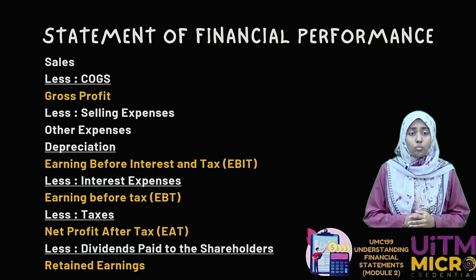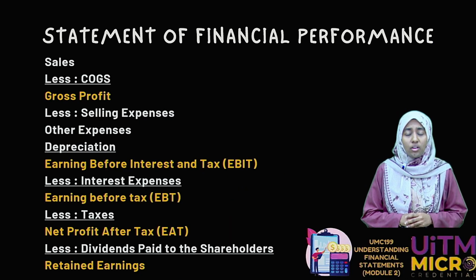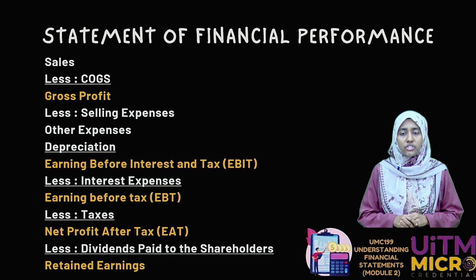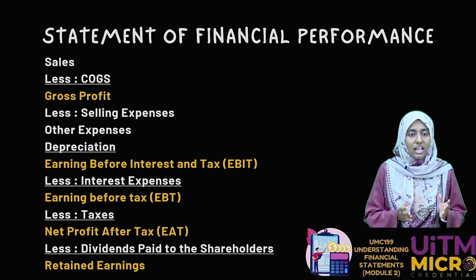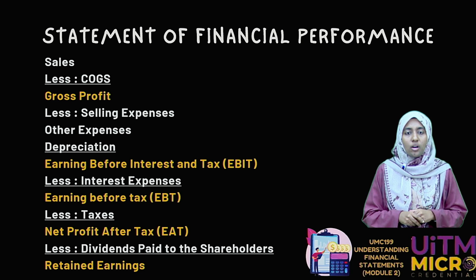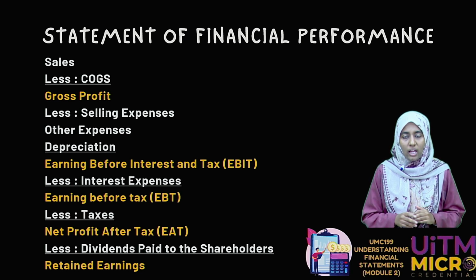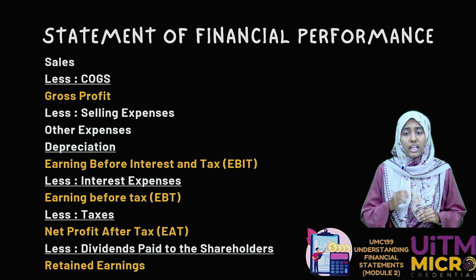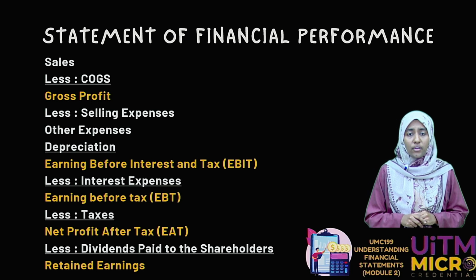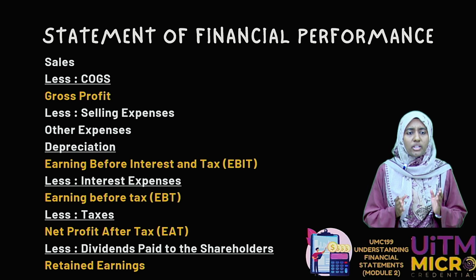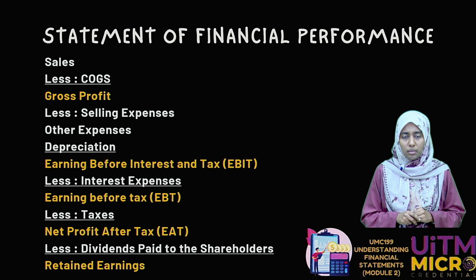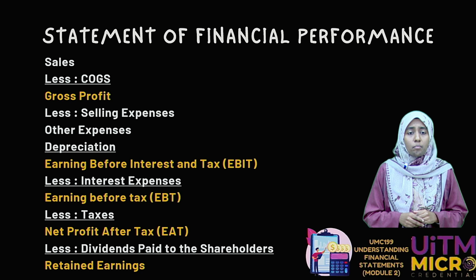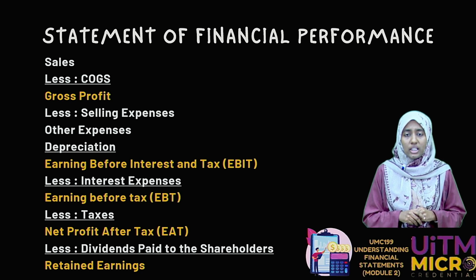Now, class, moving on to the next slide on the format of the statement of financial performance. Okay, students, this is the standard format of an income statement, where at the top you will find the company's name and a title like income statement or statement of financial performance. It also mentions the period covered by the statement, which could be a month, a quarter, or a year, but it is normally presented in a year.